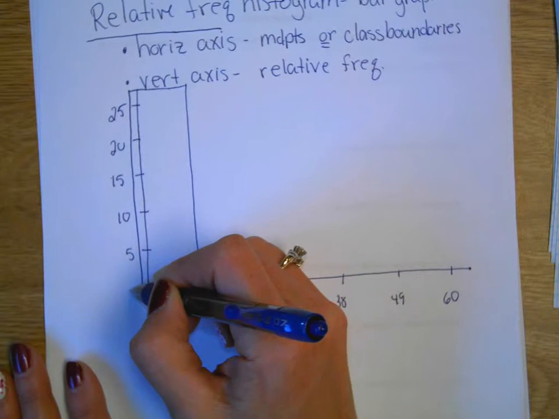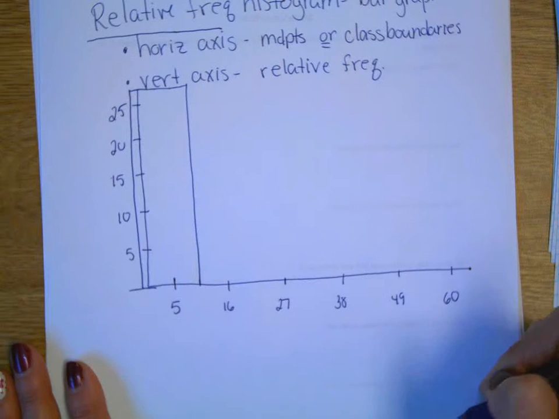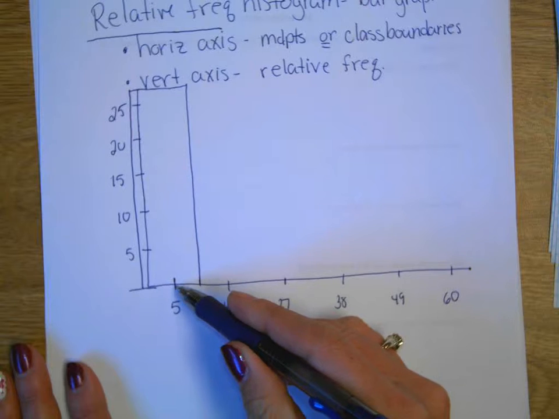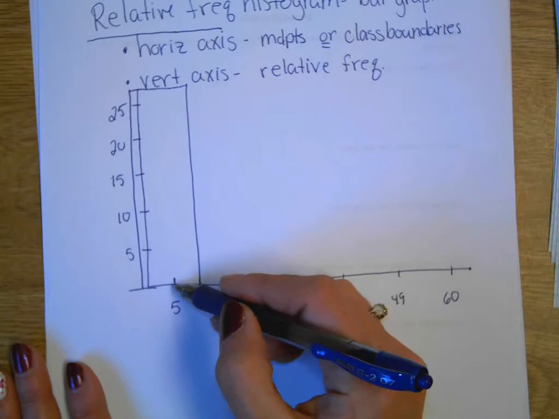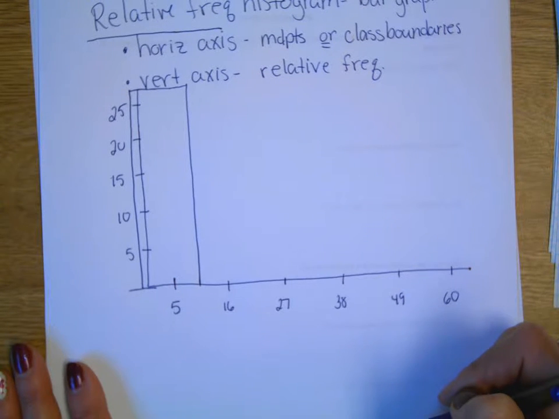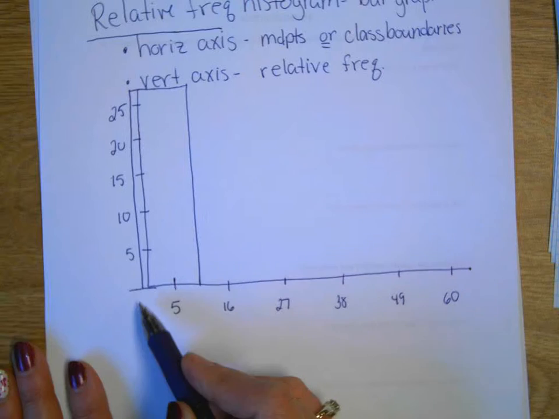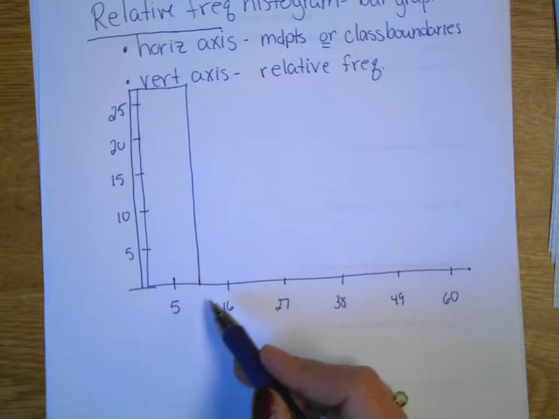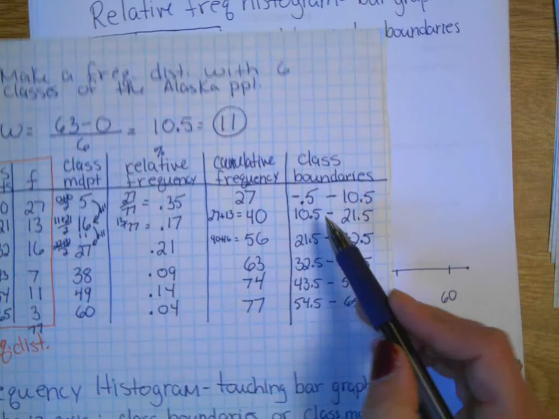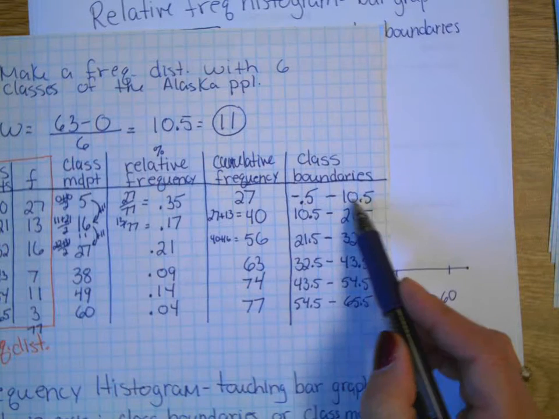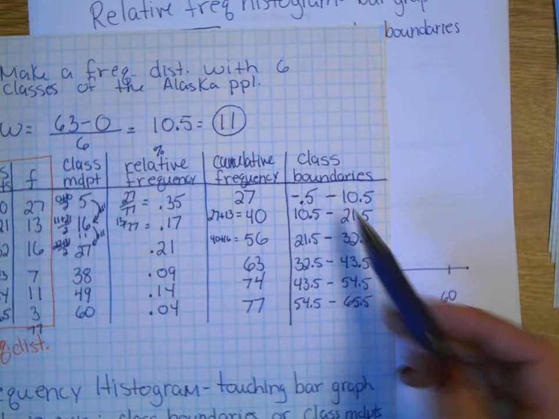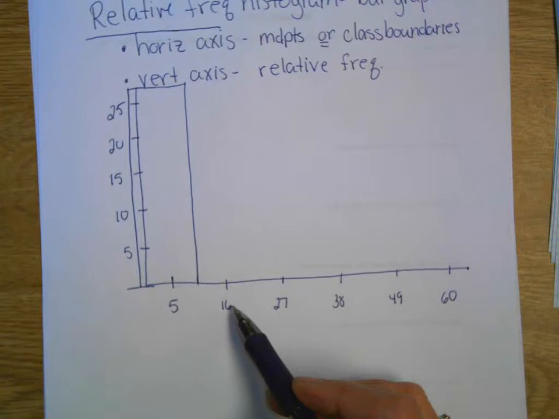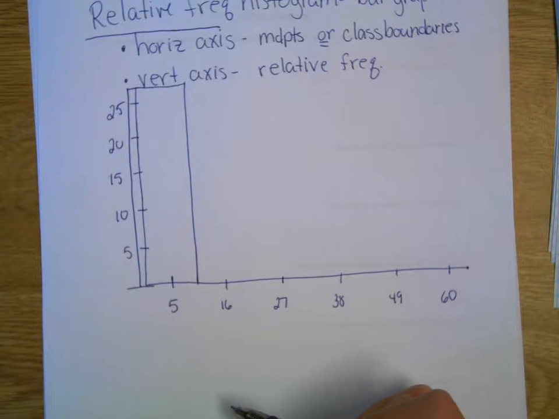But I do want that 5 to be centered in the bar. I made a bar that went up to 27 with 5 in the middle of the bar, because it's the midpoint, so it'll be in the middle of the bar. That's negative 0.5, and that's going to be at 10.5. The edges of the bar are still going to be at these boundaries. I just haven't labeled them. Because halfway between 5 and 16 is 10 and a half.